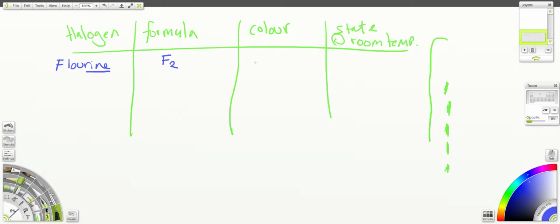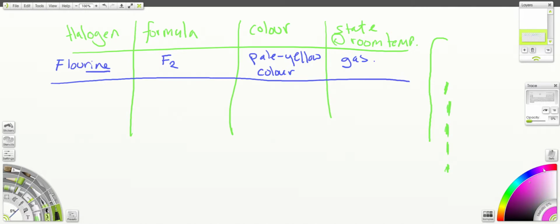Now fluorine has a color which is pale yellow. So fluorine is a pale yellow color, and at room temperature it is a gas. Okay, so that's fluorine done.